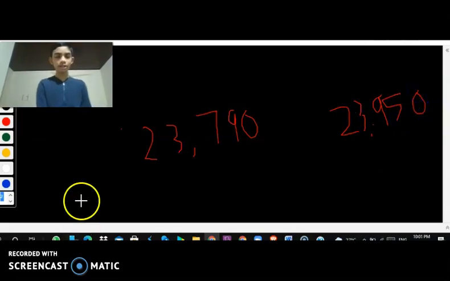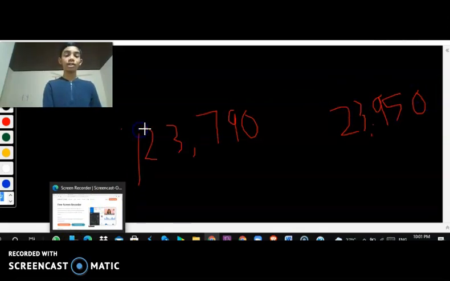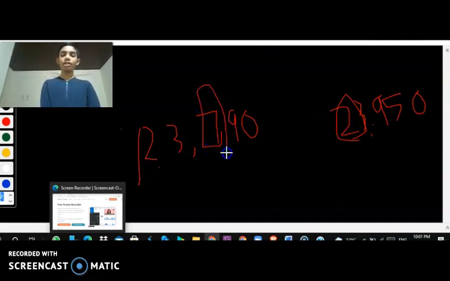Here you can see that the 10,000 place of this number is the same as the other number. You can see 2 and 2, 3 and 3. But when you come to the hundreds, you can see 7 and 9. So you notice that 9 is greater than 7. So 23,790 is smaller than 23,950.